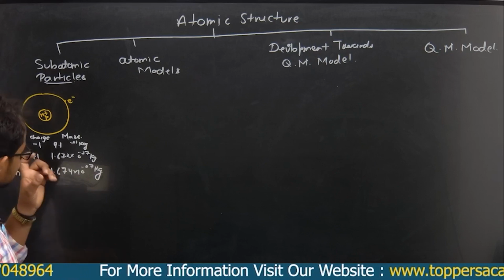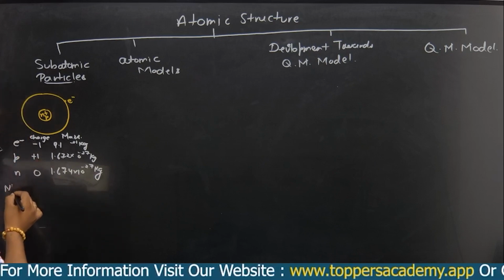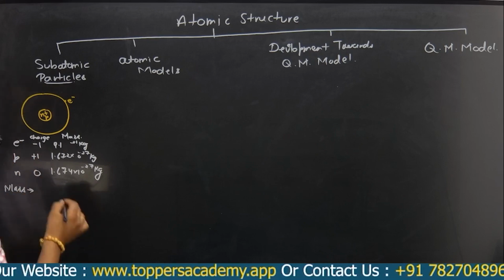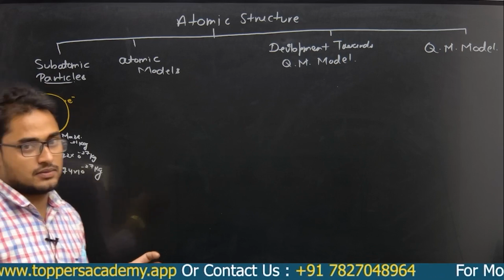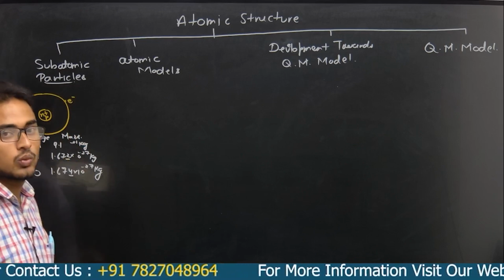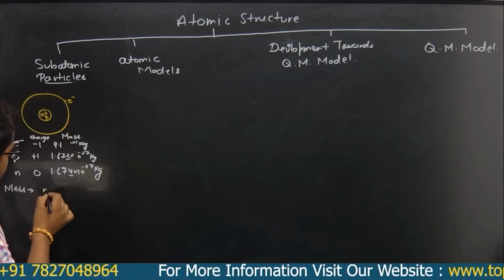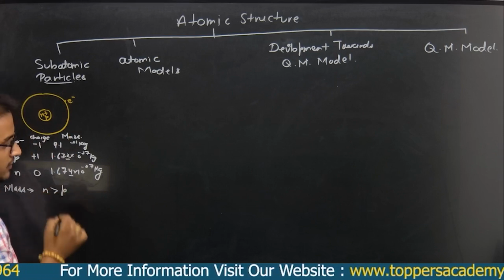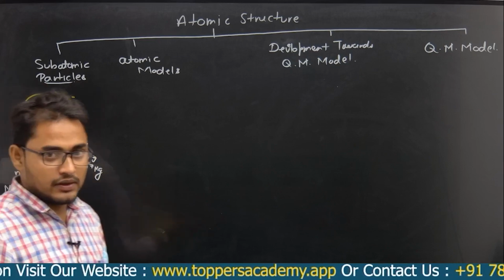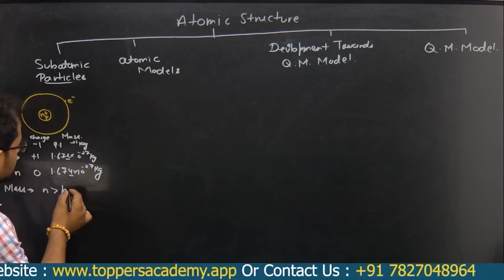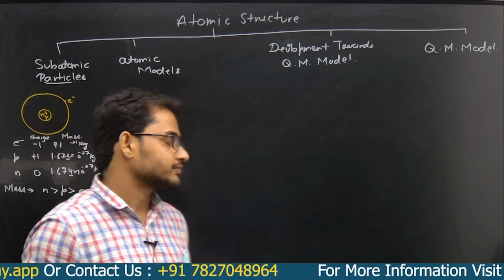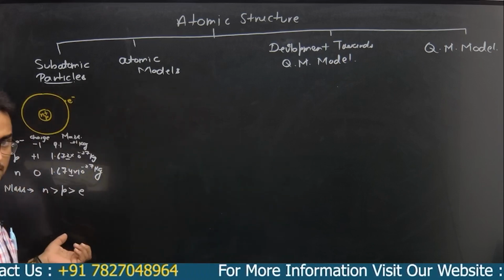If you see the mass order for these subatomic particles, we will observe that the mass of neutron and proton is similar, but it is 1.674 and 1.672, so the mass of neutron is greater than the mass of proton. And if we compare neutron, proton, and electron collectively, the mass of electron is the least of all these 3 subparticles. So this is the order of their mass.